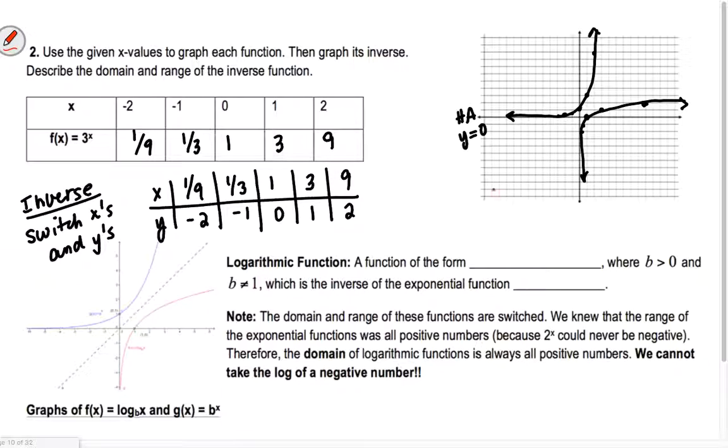This ends up being a reflection over the line y equals x. The first one that we graphed was y equals 3 to the x. Now we switched our x's and y's. If we had y equals 3 to the x and we switched them, we'd have x equals 3 to the y.